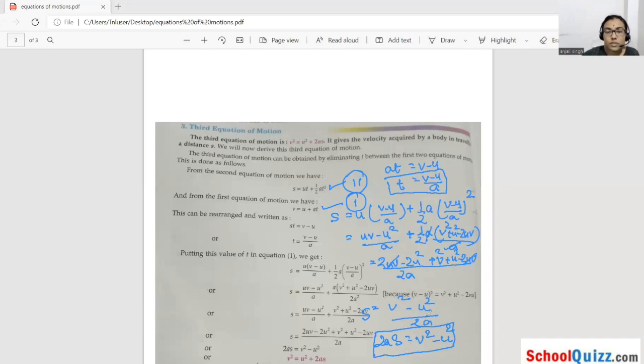So students, we studied the first equation of motion, second equation of motion, and third equation of motion. They are not complicated, but they need revision as well as practice. So please practice at home and do it at least 2 to 3 times.